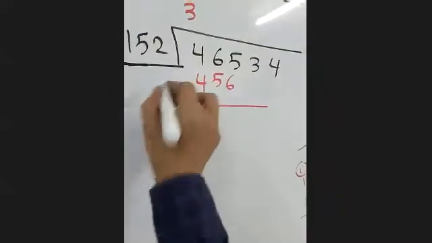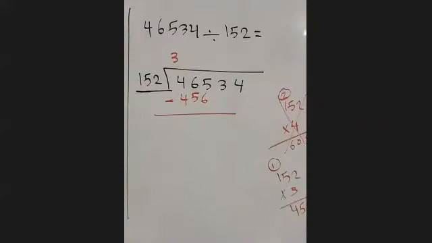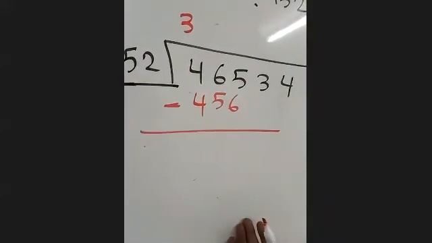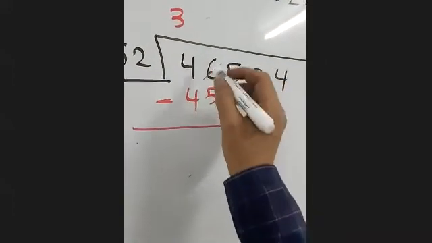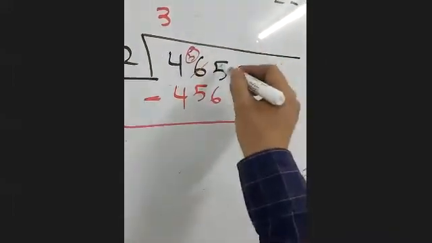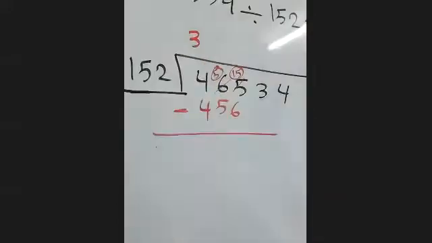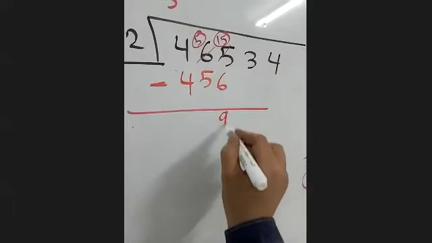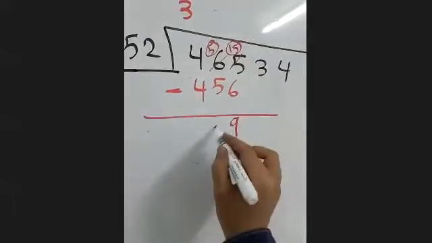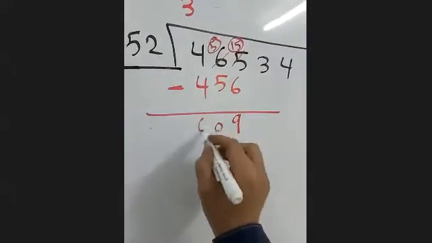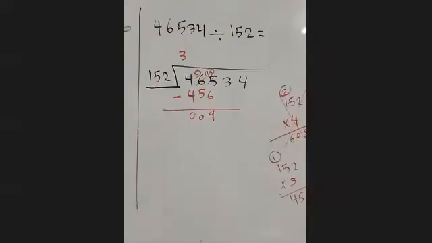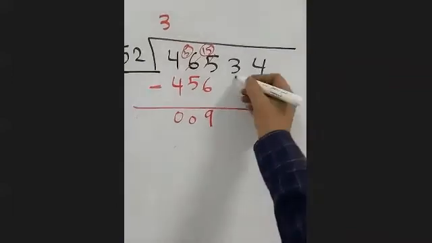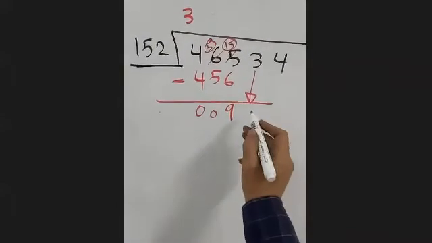So we have 456, line and subtract. Now let's subtract normally. 5 minus 6, it cannot be. So I'll bring 1 here. This will be 5 and this will be 15. Everything is normal. 15 minus 6 is 9. 5 minus 5, 0. 4 minus 4, 0. Now, what's the next step? I bring this 3 down. Focus, guys. 3.